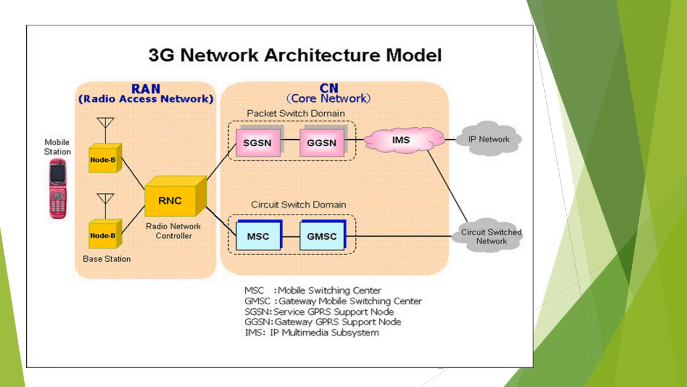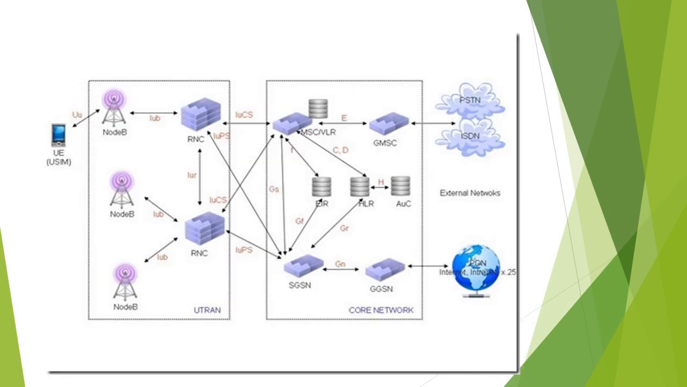Whereas next is the packet switch network, which has the SGSN. SGSN stands for Serving GPRS Support Node. Followed by SGSN, we have the GGSN, the Gateway GPRS Support Node. GPRS stands for General Packet Radio Service. And the IMS network is not used in 3G, but it supports 4G systems, which we will learn later in Unit 5 for 4G networks. Next is the Internet Protocol network, which is connected with the core network. So this is the overall model of the 3G network architecture: GGSN, MSC, GMSC.